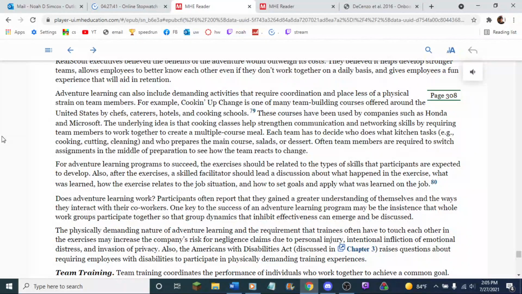Each team has to decide who does what kitchen tasks, e.g. cooking, cutting, cleaning, and who prepares the main course, salads, or dessert. Often team members are required to switch assignments in the middle of preparation to see how the team reacts to change.